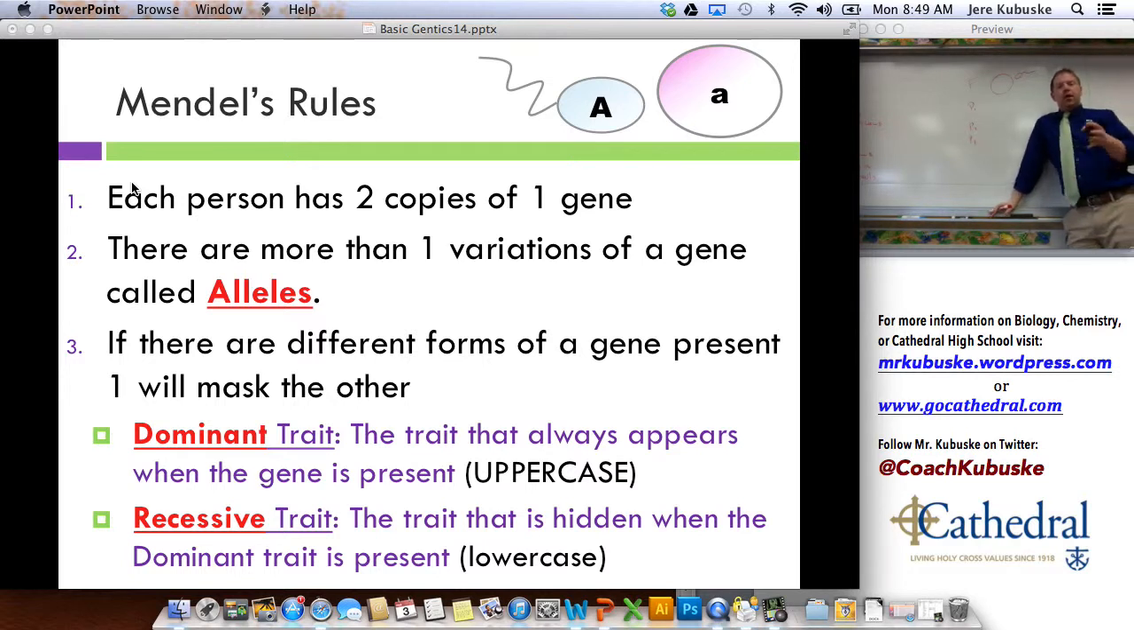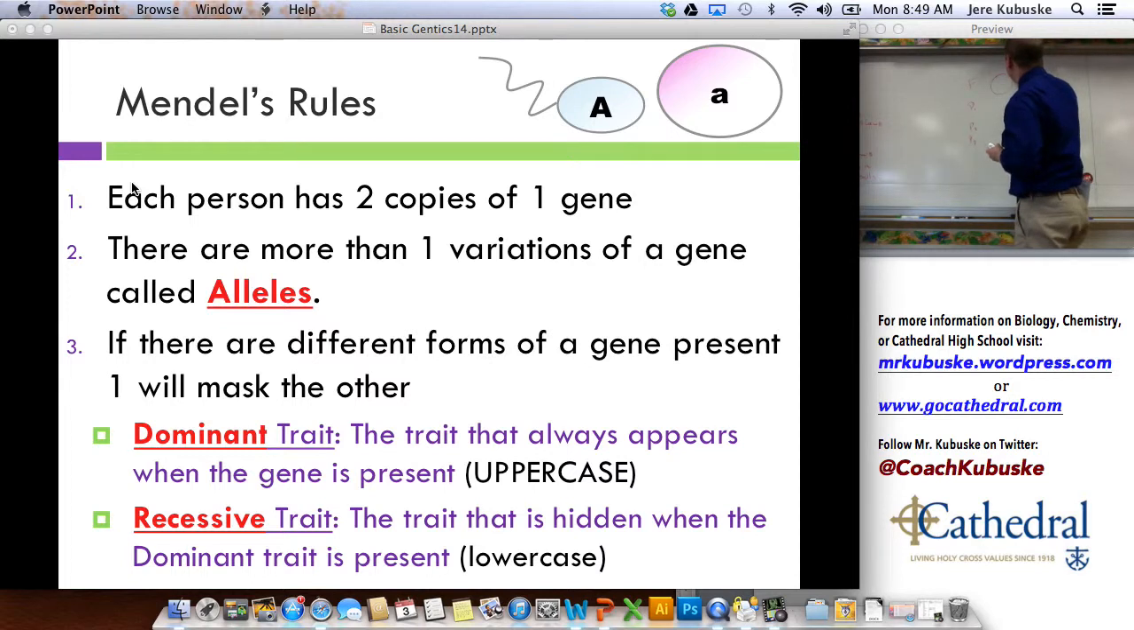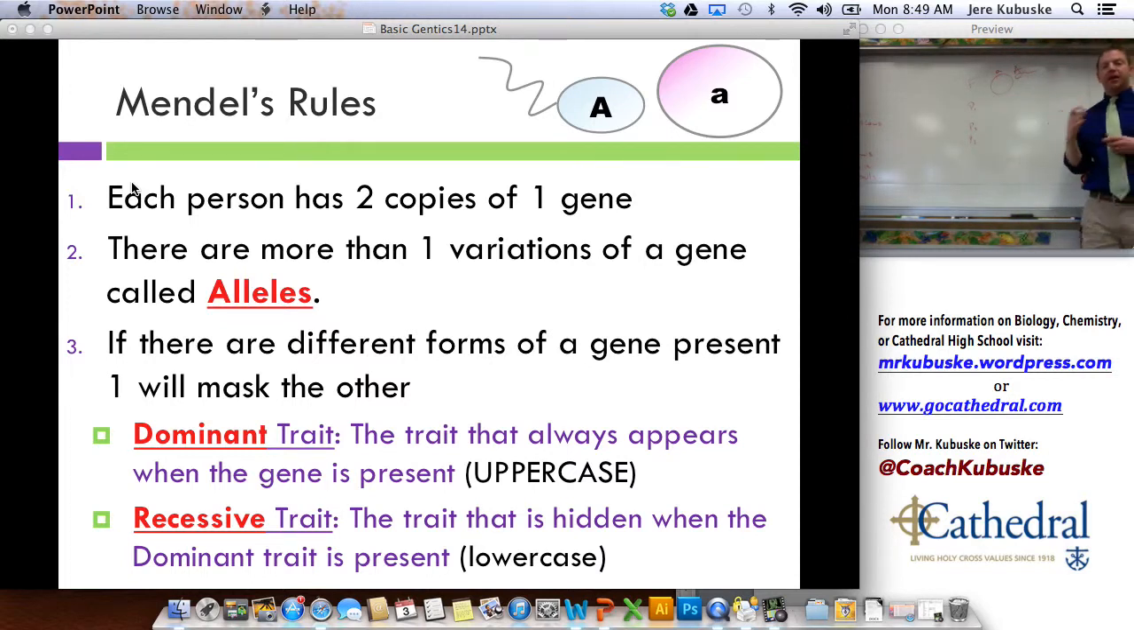But the dominant trait, even though the recessive trait was there, the dominant trait covered up the recessive trait. And that's why we call them dominant and recessive. Now, we represent them with alleles, these letters. The dominant one is always going to be the capital letter, and the recessive one will always be the lowercase letter. But they'll be the same letter.